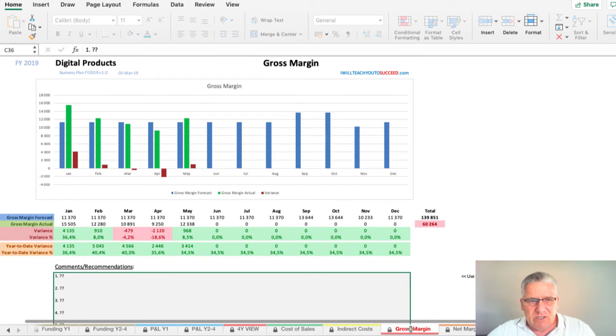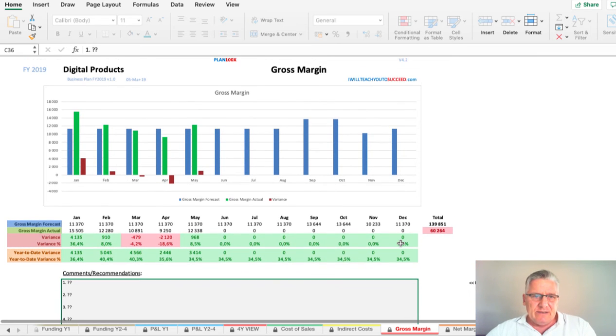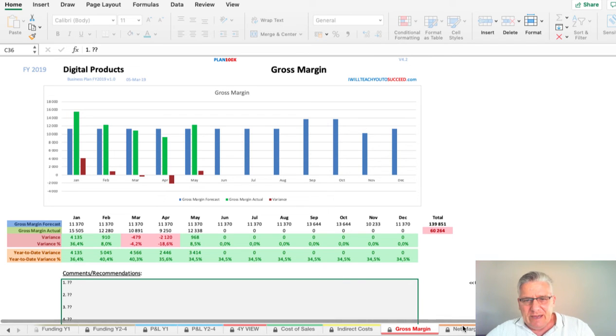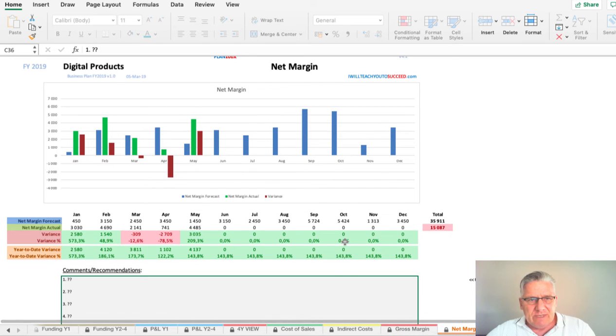Right, so gross margin is looking good. We dipped slightly below the expectation in the months of March and April, but we're still 34.5% higher than what we had expected. And if you look at net margin, the same thing. We had a good January and February. March and April not so good. We were below the expectation, but still sitting at 143.8% of what was budgeted.